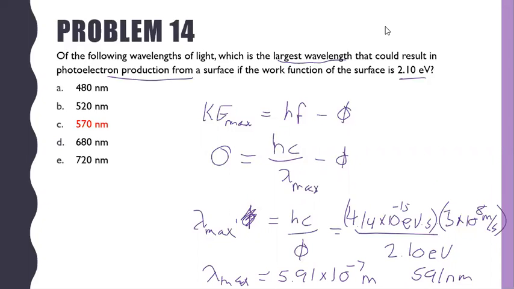So of these ones given, these ones would not work. These three would all work, but which one is the biggest of the three that will work? That's the 570. The tricky part of this problem is that you're not actually calculating one of the answers, but you're picking the answer based on that calculation.